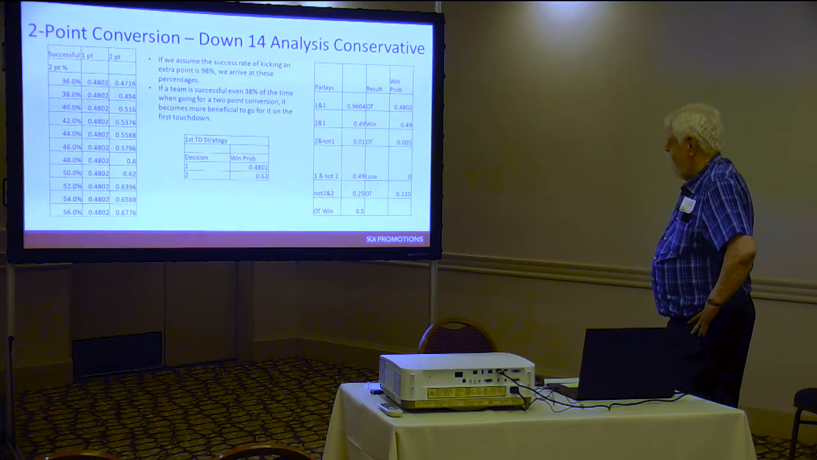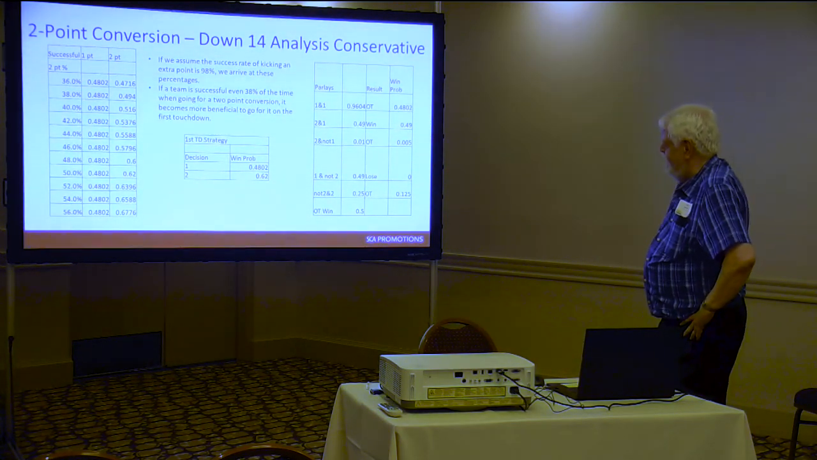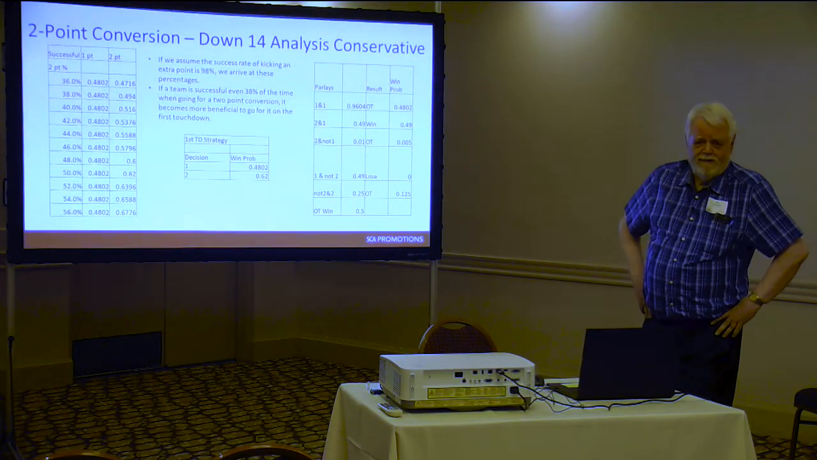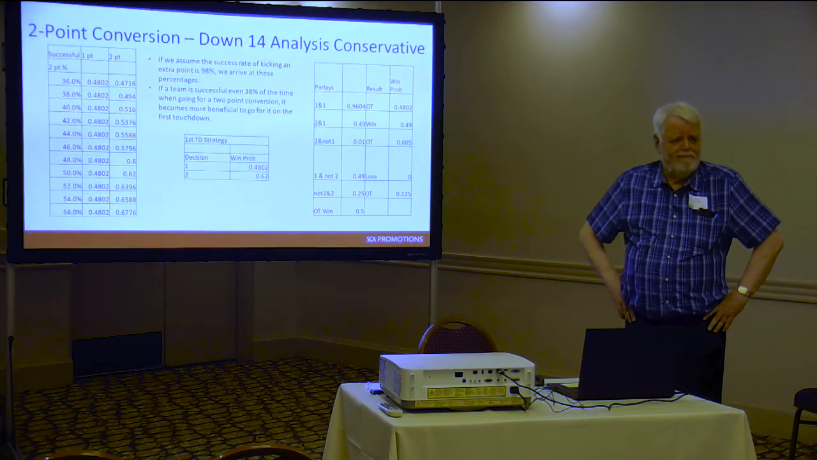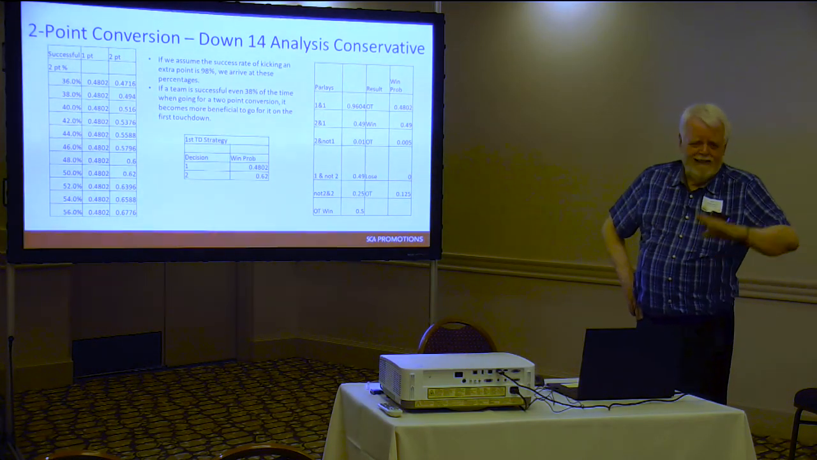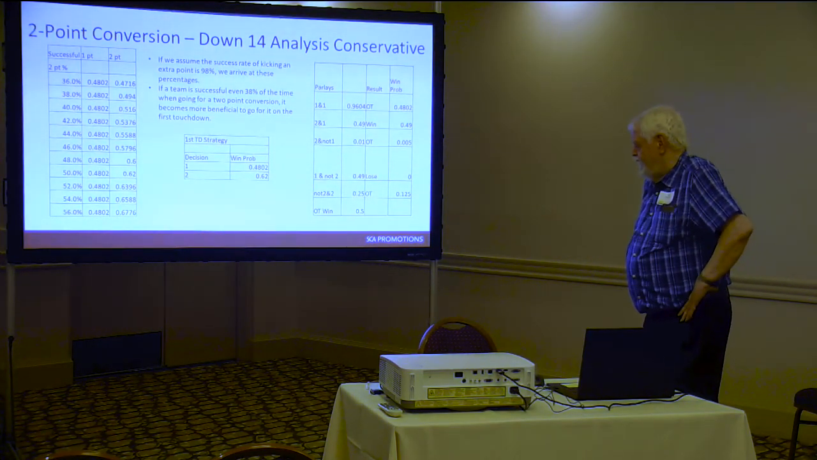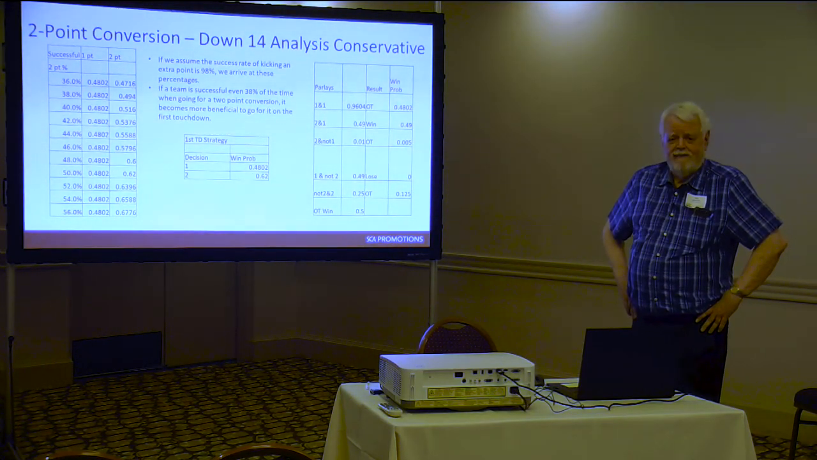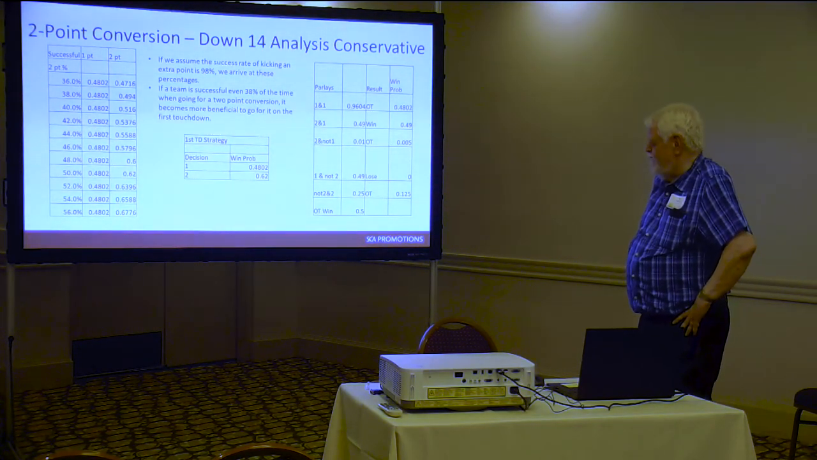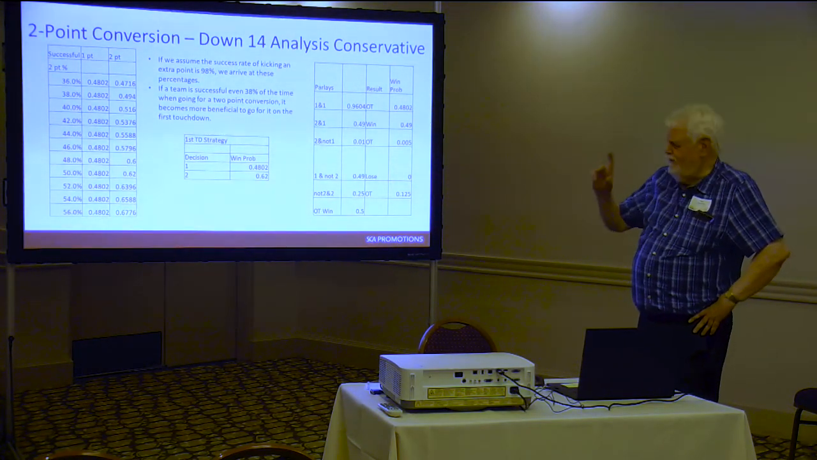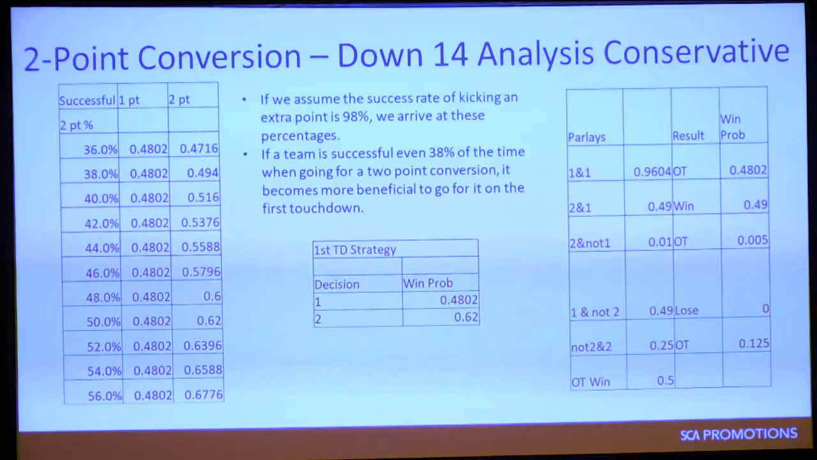So in this case, we're assuming the success rate of kicking an extra point is 98%. Incidentally, the actual rate's about 95, but assume somebody's very good. Nobody's much better than 98%. Let's call it 98%. Now, there is a wide variance of how good or bad you are at two-point conversions. So if you're average at them, you're probably, say, 42%, call it 40%. Say you're even 40%. Look at what happens.